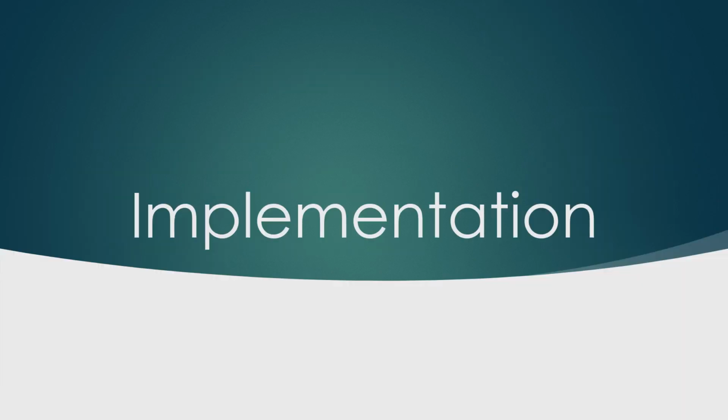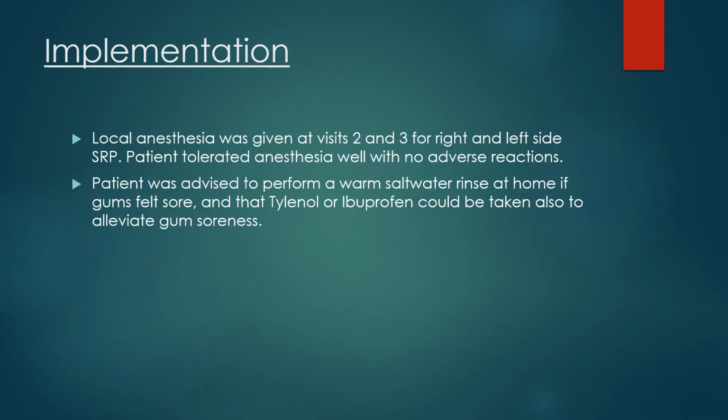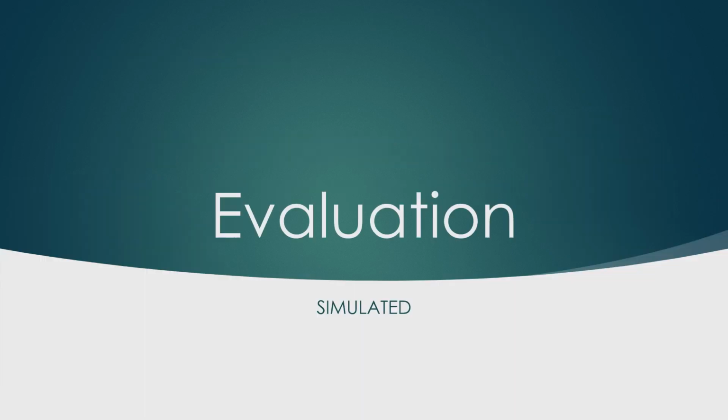Next, we will go over the implementation. The implementation for the patient will be that local anesthesia was given at visits 2 and 3 for right and left side SRPs. The patient tolerated anesthesia well with no adverse reactions. The patient was advised to perform a warm saltwater rinse at home if his gums felt sore, and that Tylenol or ibuprofen could be used to alleviate gum soreness.